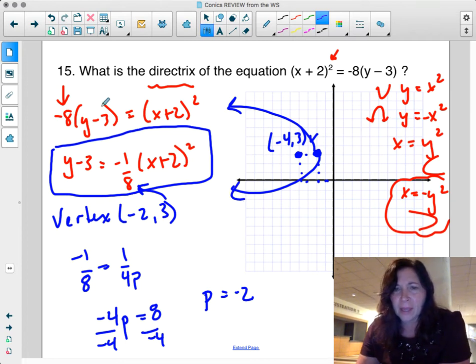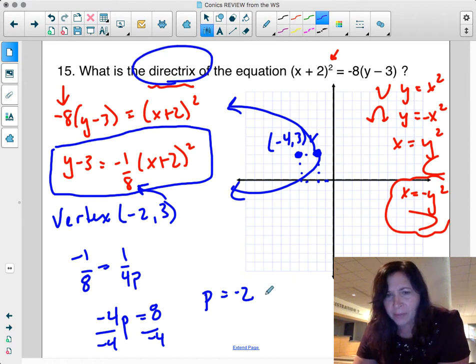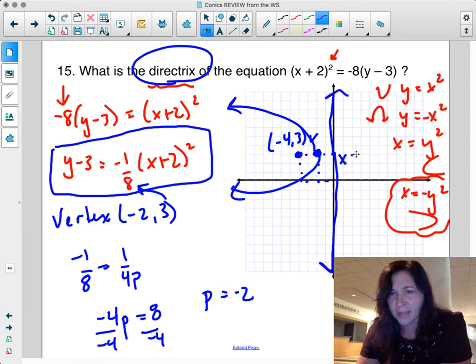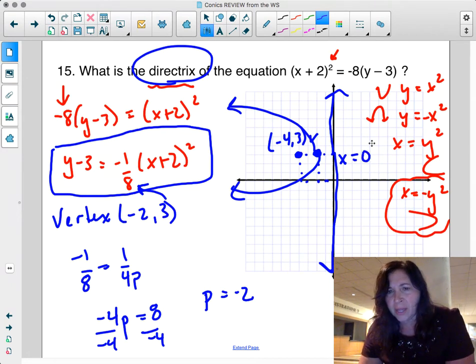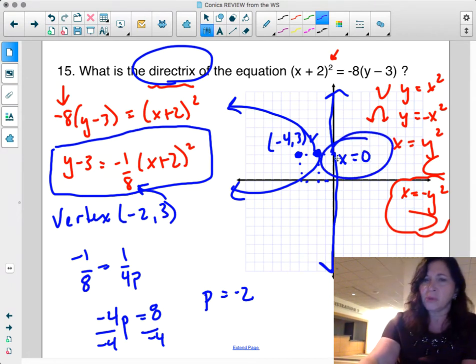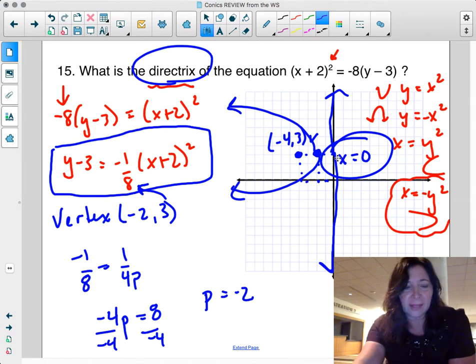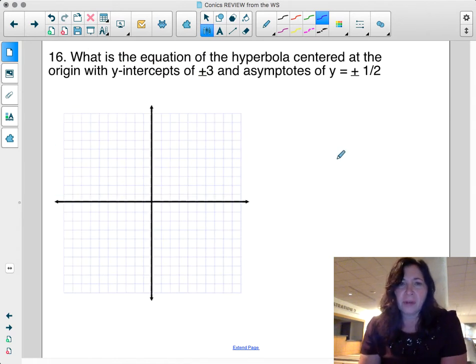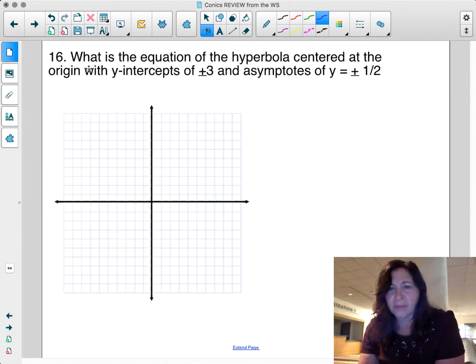My equation of my directrix, which is what they want, is going to be in the opposite direction, which is right here. Okay, so the equation of my directrix that pierces through x is going to be x equals 0. So the equation of my directrix is x equals 0, answering the question that they asked. For number 16, it says, what is the equation of the hyperbola that is centered at the origin? So there's my center right there.